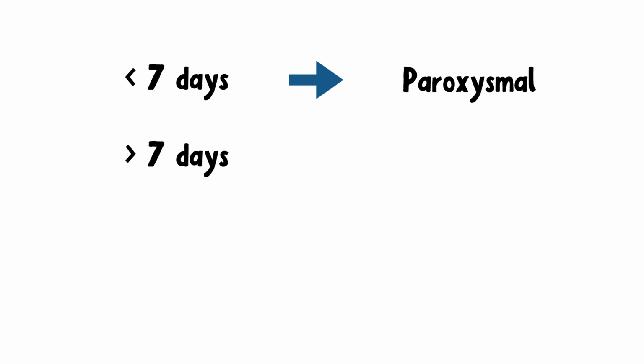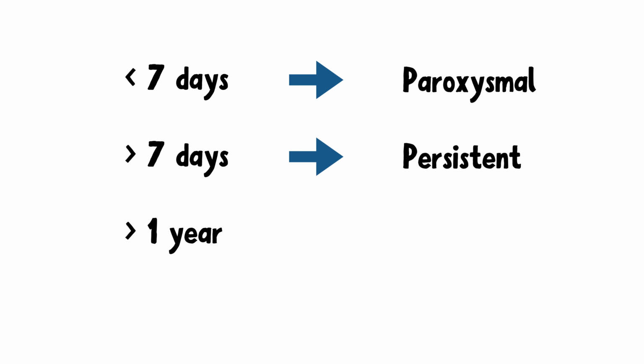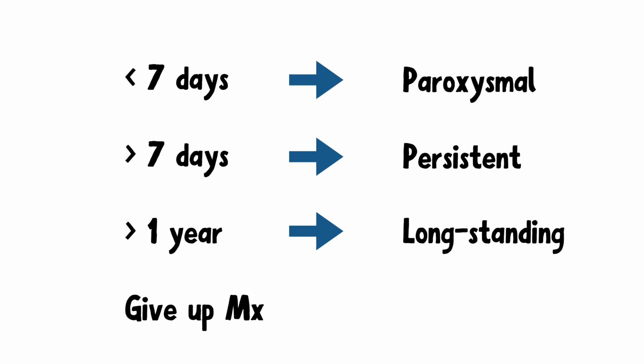We can classify atrial fibrillation into 4 different types depending on the duration of symptoms. Atrial fibrillation that is intermittent and lasts for less than 7 days is called paroxysmal atrial fibrillation. If it lasts for more than 7 days, it's called persistent atrial fibrillation. Atrial fibrillation that lasts for more than 1 year is called long-standing atrial fibrillation. And the kind of atrial fibrillation that you give up on is called permanent atrial fibrillation.